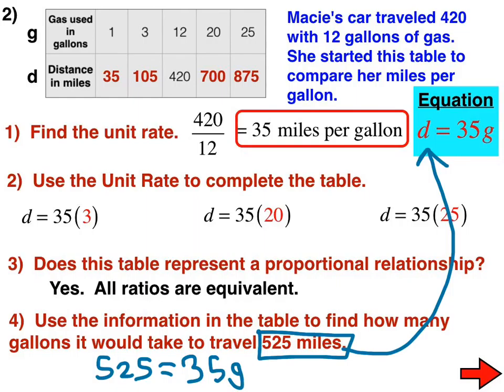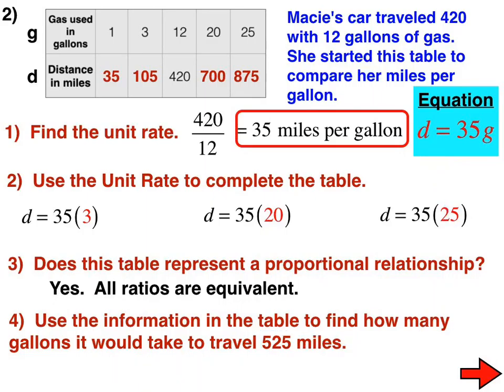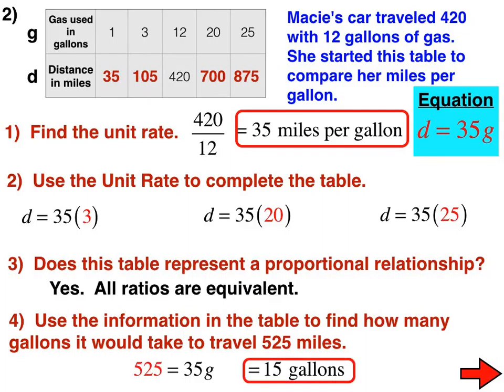The most important thing here is to be careful. They gave you miles. Don't go on autopilot and plug it into G. Miles is D. Plug it into your D. Substitute 525 for D and then solve for G the way you know how. Scott, what is the answer? I'm not sure if I'm right, but I got 15 gallons. You are correct. 15 gallons.